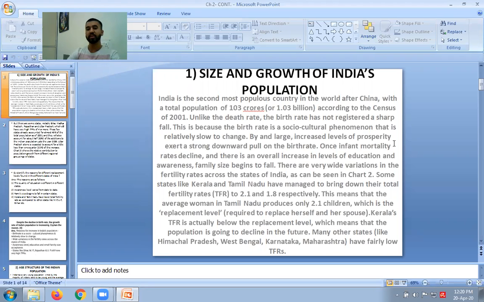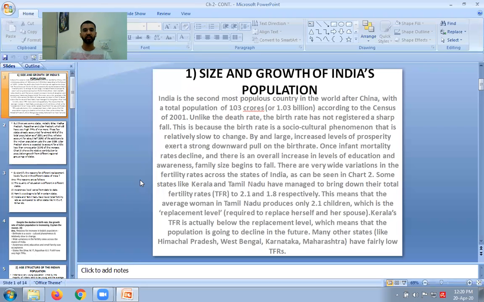All right. And we have got a lot of variations in our country. Some states have, what is total fertility rate? Total fertility rate is the rate in which we try to calculate the average number of babies that a mother can give birth to. Now the total fertility rate in Kerala and Tamil Nadu is at a good level, right?